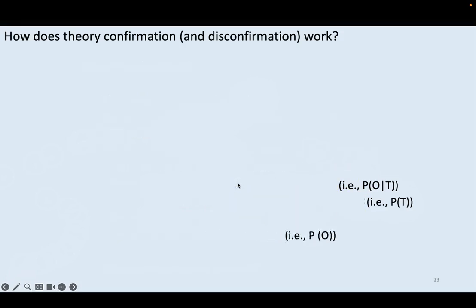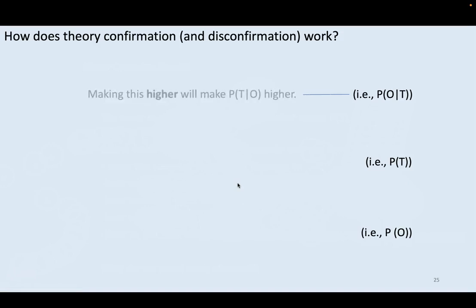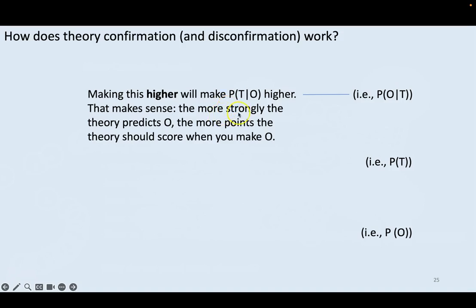Well, we'll start with kind of a simple description. And that description is meant to sort of get your intuitions pumping, and then we'll look at some examples. So first, making the probability of an observation given a theory higher should make the probability of a theory given an observation higher, all of the things being equal. To put it another way, a theory should score more points when an observation is made if it strongly predicts that observation than if it only weakly predicts that observation. So that makes sense, because the more strongly a theory predicts an observation, the more points the theory should score when you make it.